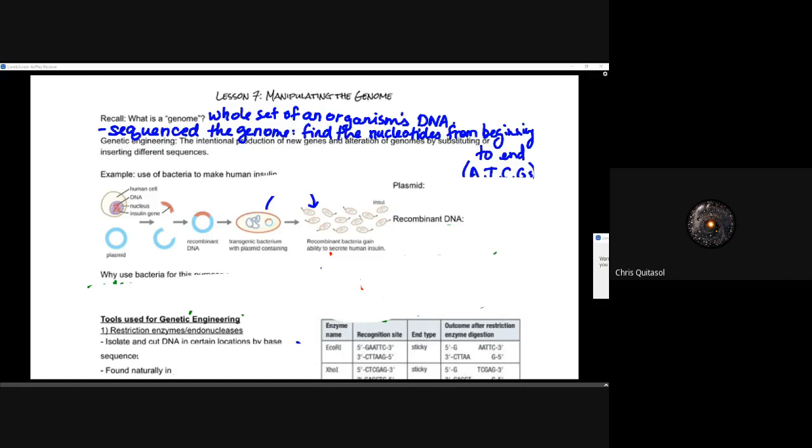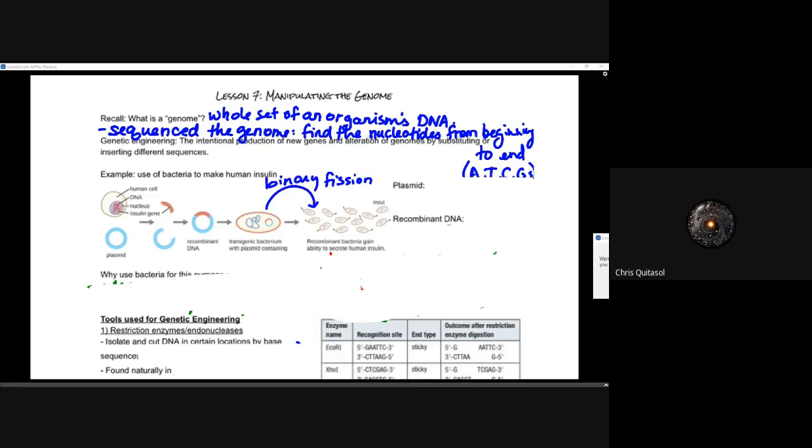As many of you are looking at your projects or your assignments with regards to genetic engineering, you're looking at the production of new genes or alterations of a genome by changing its nucleotide order. So substituting or inserting or removing different sequences and genes. And it's interesting to think about the reasons why we do that, because one of the first examples of genetic engineering of a sort was the use of bacteria to make human insulin.